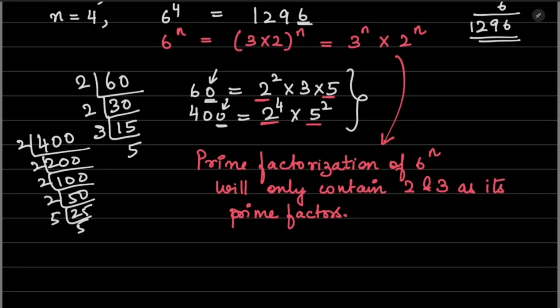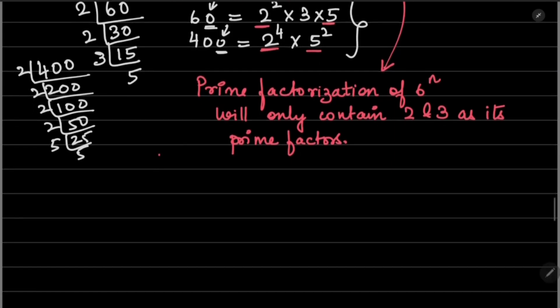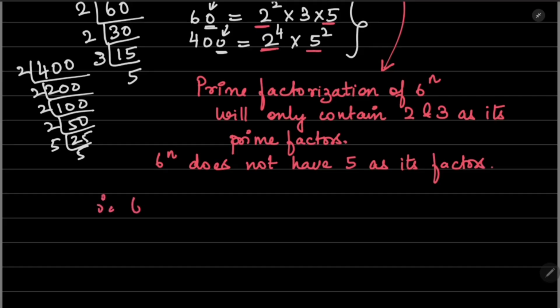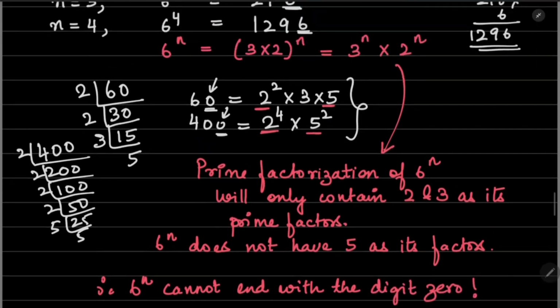But 6 raised to the power n contains only 2 and 3 as its factors, and we can write that 6 raised to the power n does not have 5 as its factor. Therefore, 6 raised to the power n cannot end with the digit 0. Okay, so this is how you have to present your answers.